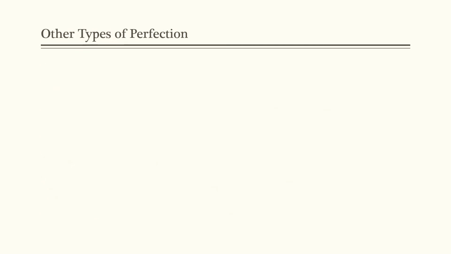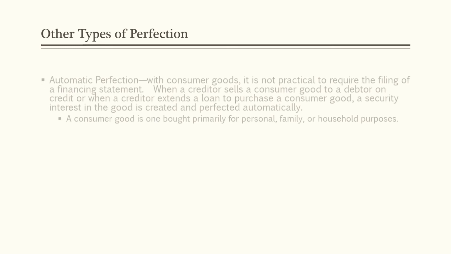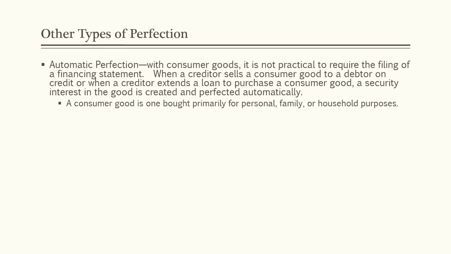In addition to filing a UCC-1 form with the state or taking collateral, there are other ways to perfect security interests. The first is automatic perfection. With consumer goods like appliances, household furnishings, TVs, it's not practical to require the filing of a financing statement. When a creditor sells a consumer good to a debtor on credit, or when a creditor extends a loan to purchase a consumer good, a security interest in the good is created and perfected automatically at the time the product is bought and the loan extended.